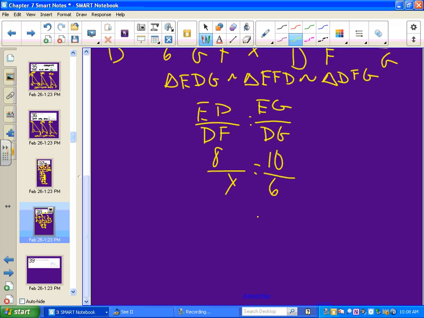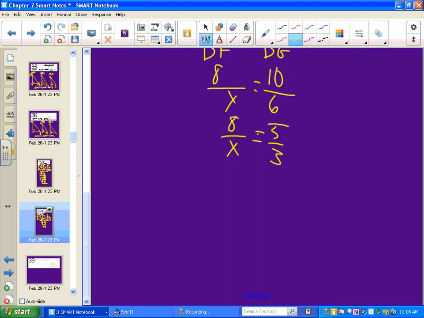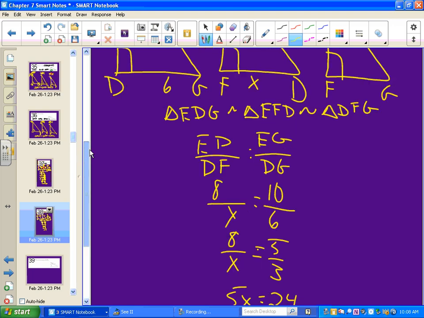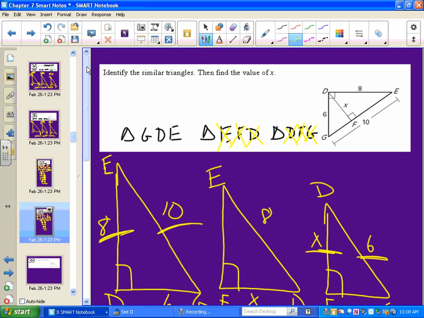From here, 10 over 6 simplifies to 5 over 3, which equals 8 over x. All I did was simplify there. You don't necessarily have to do that simplification step, but I think it helps. You're working with smaller numbers now. Cross multiply, we get 5x equals 24. Divide both sides by 5, and we get x to equal 4.8. So x is 4.8.